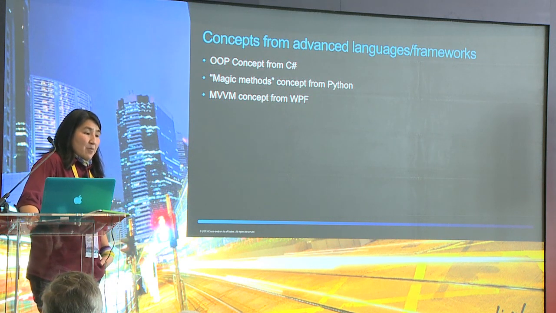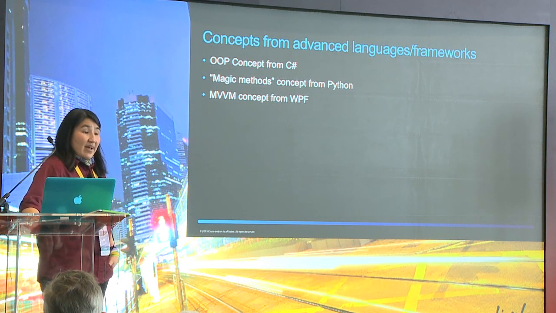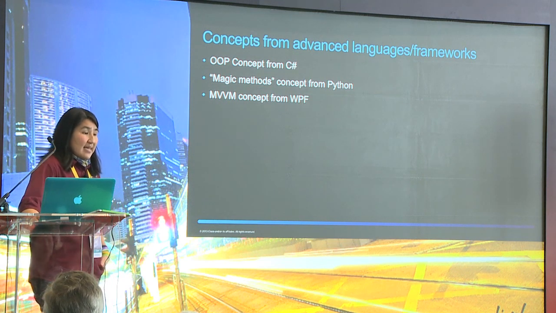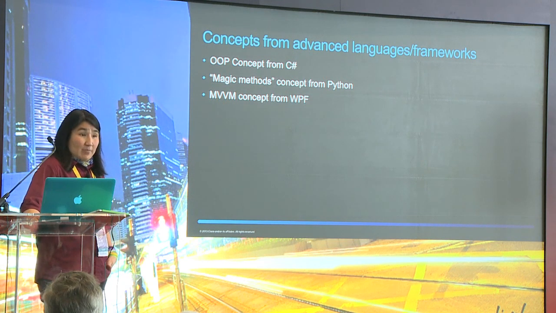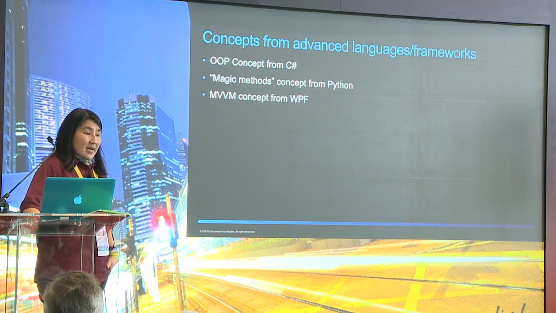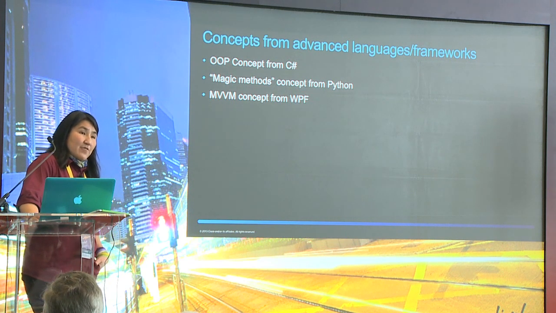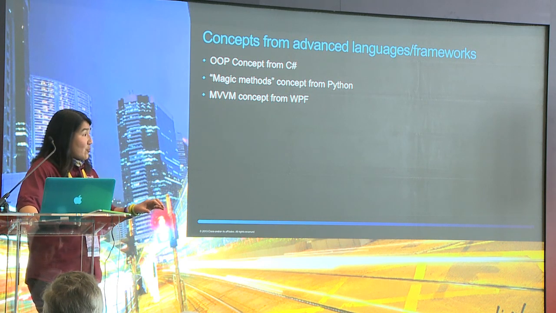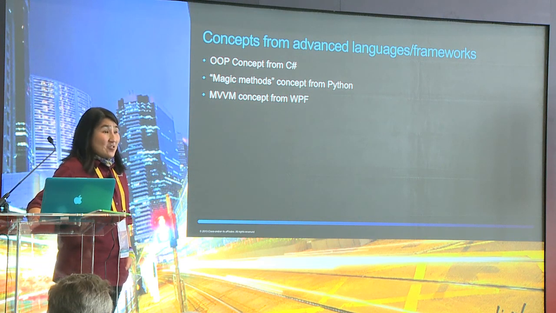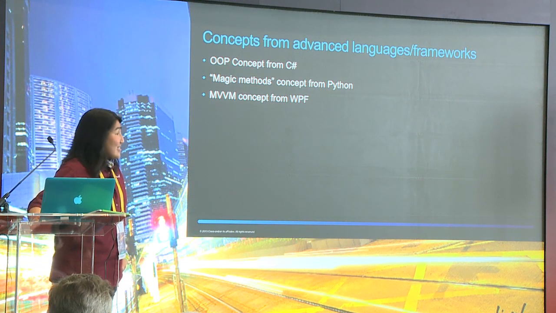Some of the different concepts that we took from different advanced language frameworks and built into our NeXT framework are the object-oriented programming concepts from C++ and C#, a magic methods concept for inheritance from Python, and then the model view view model concept from WPF coding. So we took the best of these different worlds, and Mars has been working really hard to put those into JavaScript so that you can actually get those same benefits out of JavaScript.